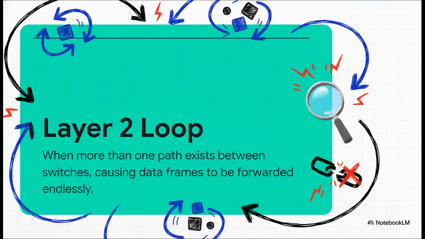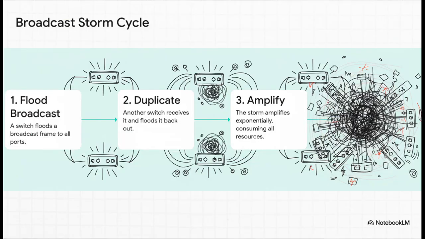A Layer 2 loop. It's pretty much what it sounds like. It's a situation where data packets or frames get trapped in this endless game of hot potato between switches, just bouncing back and forth forever. And this kicks off a really vicious cycle. This spiral into chaos? We call that a broadcast storm.